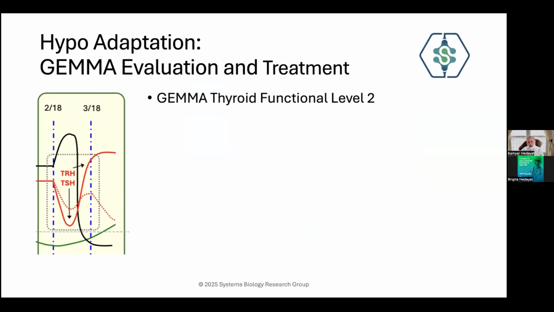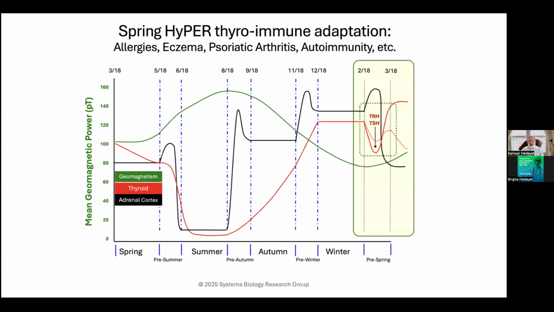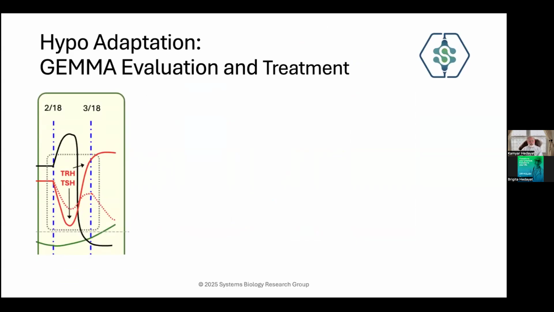You could look at a thyroid functional level. So again, how would you know which panels? Because you need to know your patient's history. There's a certain type of allergies with more of a monocytic predominance, and I'll talk about that. They could have psoriatic arthritis, psoriasis, eczema, various autoimmune conditions that flare up at this time of the year, because a lot of these are implicating the thyroid system. You could order a thyroid functional level 2 panel. This is TSH, free T3, free T4, LDH, and creatine kinase.